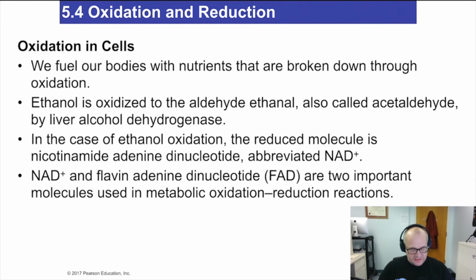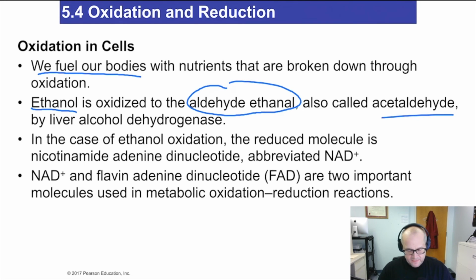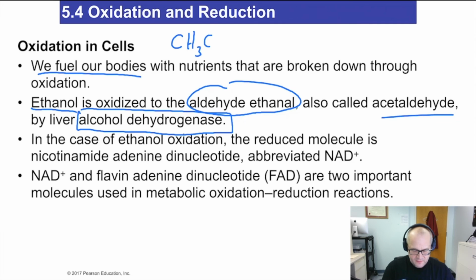Now, in your cells, oxidation is a big deal. Oxidation is a huge deal. Now, we fuel our bodies with nutrients that are broken down through oxidation. That's how we work it. Okay? For example, good old ethanol is oxidized to this aldehyde called ethanal, also known as acetaldehyde, through this enzyme, here's that word enzyme again, called alcohol dehydrogenase. It takes your alcohol, which I will draw for you here. Here's the condensed structural formula of the alcohol that we drink. Well, some of us drink. And it makes this.